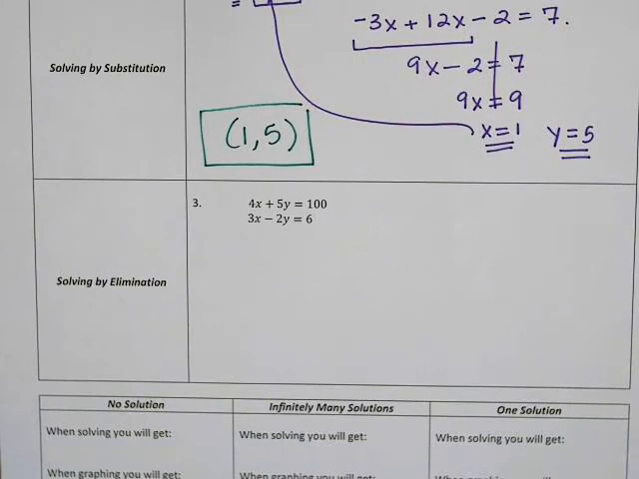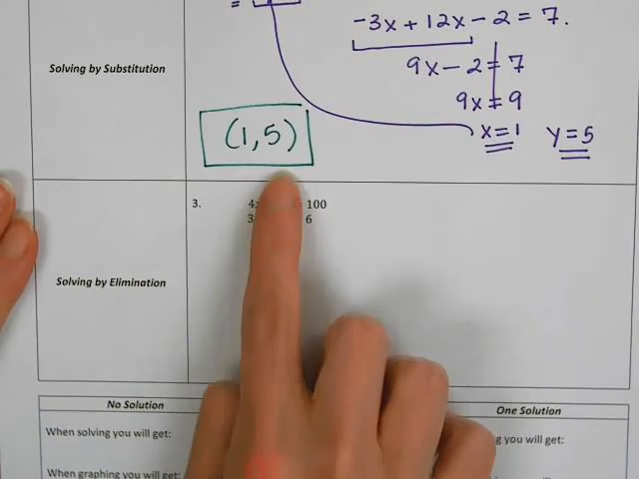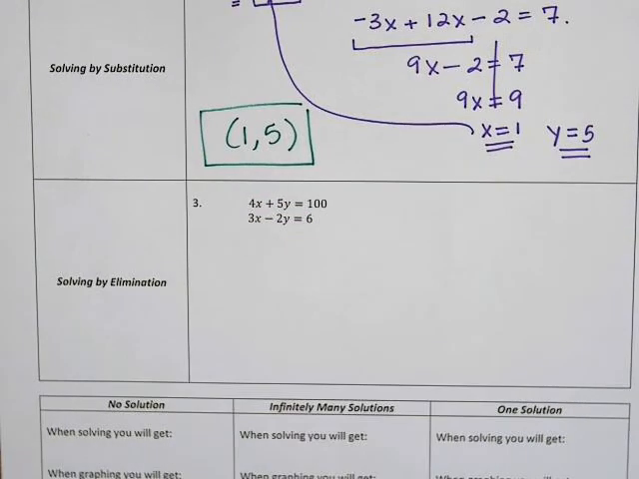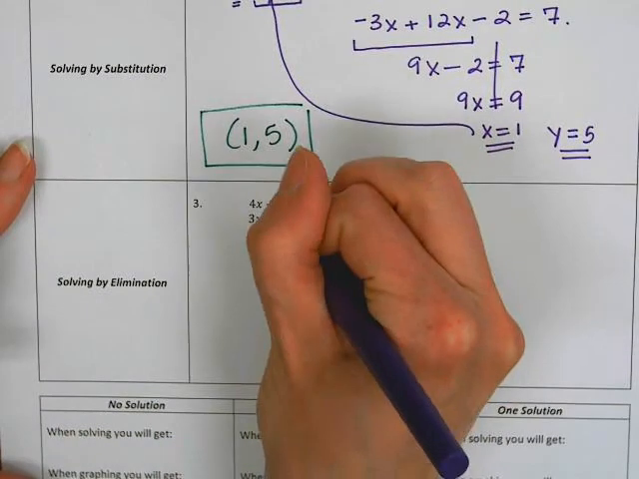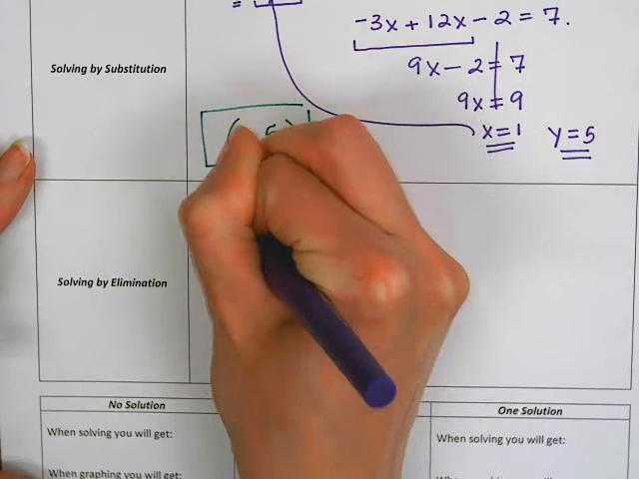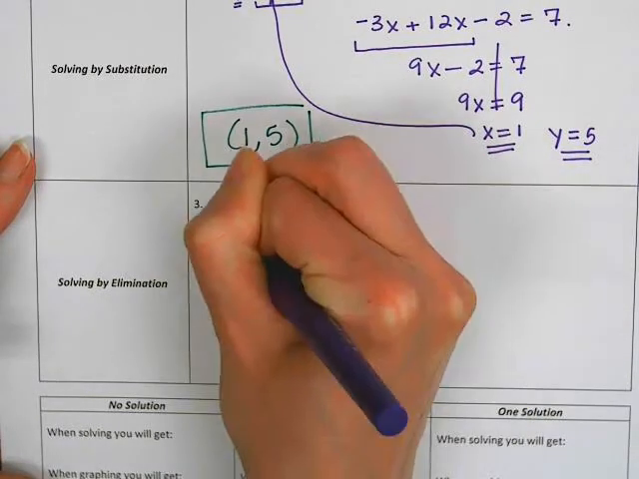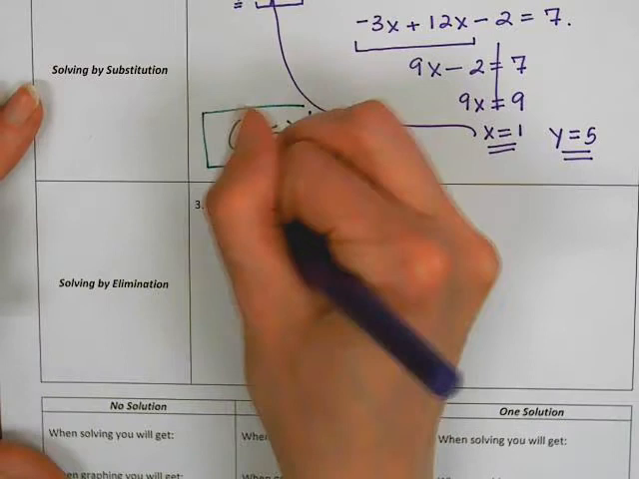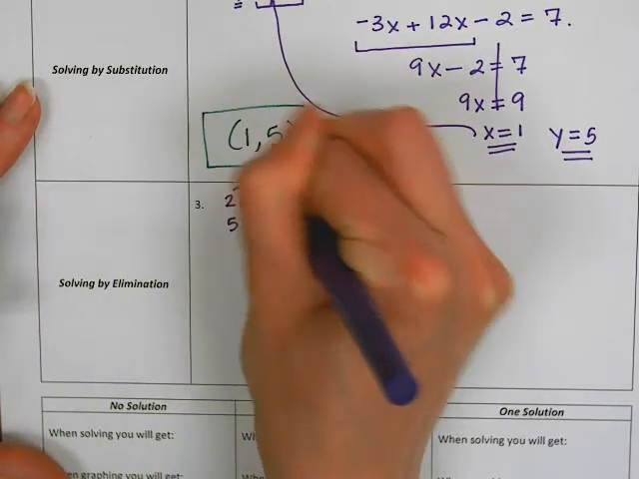And then lastly, solving by elimination. This is where you guys have to get either the x's or the y's to be the same number but opposite, so they cancel. So one thing to do here, see how this is 5 and this is 2? What if we multiply the top by 2 and the bottom by 5? Well, let's see if that would work. So there's multiple ways to do these.